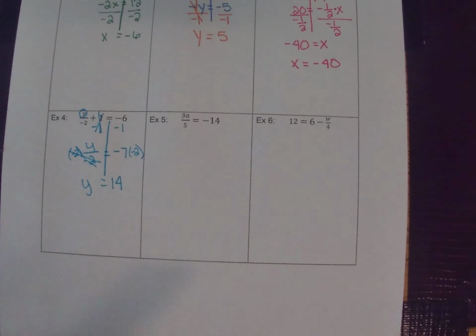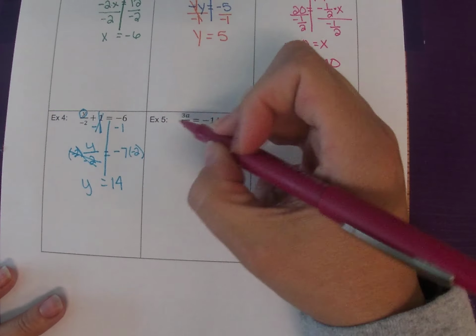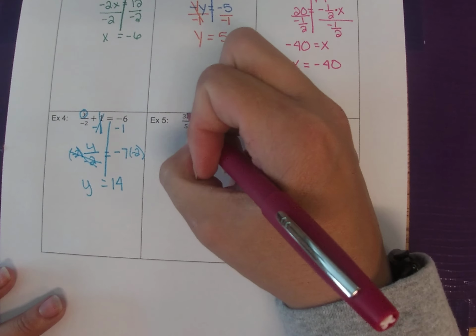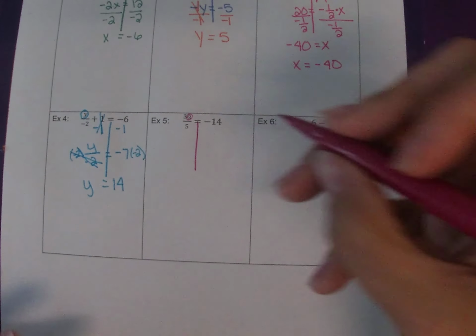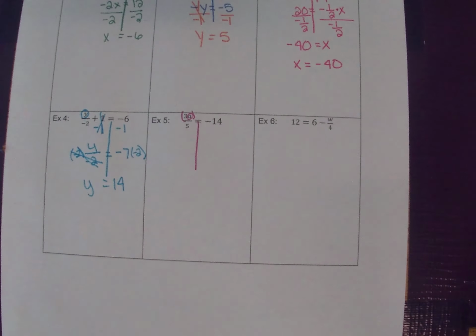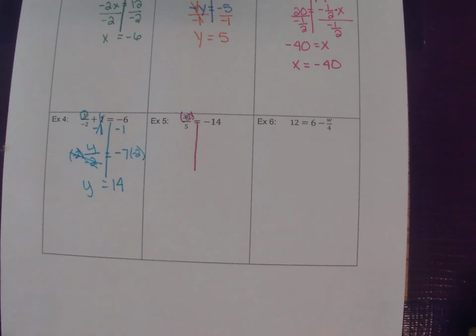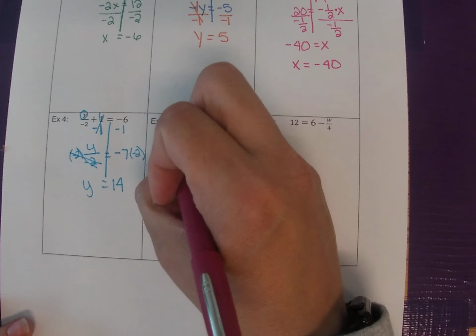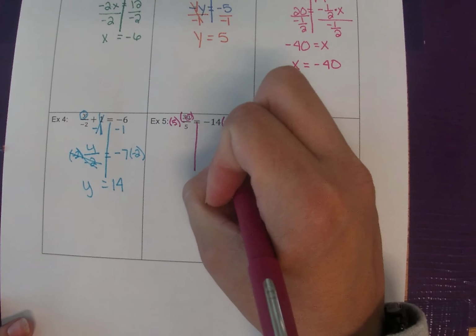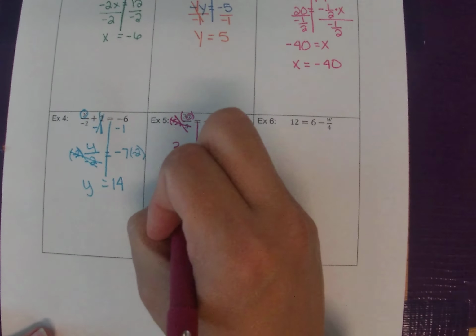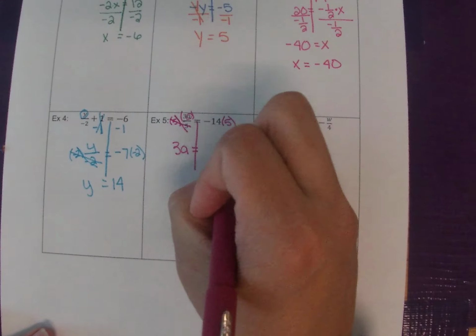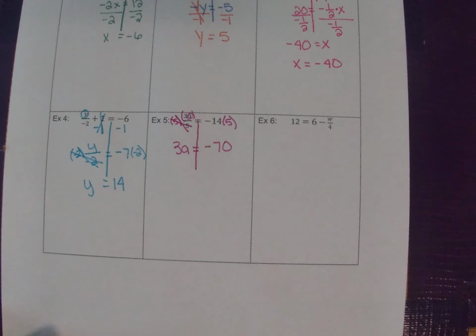Number 5. Here's my line. Here's my variable. Now, these are both multiplication and division. I don't see any addition or subtraction. Right? So we said we sort of think about this as being in parentheses. So I need to move this 5 first. So I'm going to undo dividing by 5 by multiplying by 5. So my 5's cancel, and that 3a falls straight down. Negative 14 times 5 will give me a negative 70.